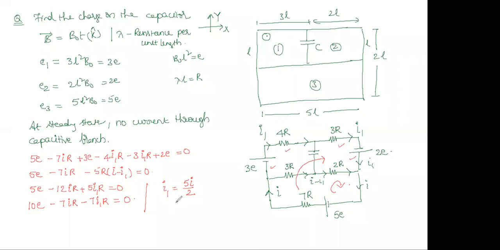Tell me I and I1 in terms of E. Sir, I is equal to minus 10E by lambda L. There is no chance of I being minus. I is equal to 5E by 7R, 5E by 7R.